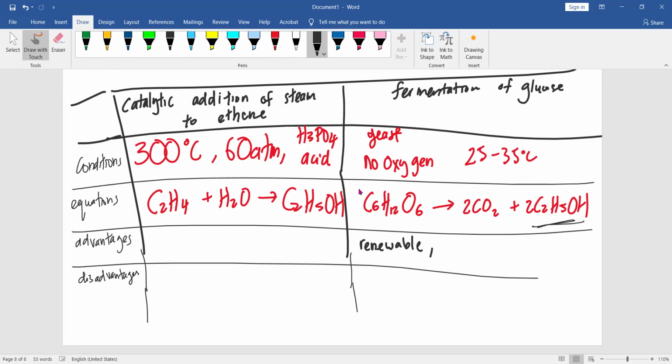And do we use high temperature or low temperature? Low temperature. So it will save more money. Then 25 to 35, room temperature. Okay, so that's an advantage. However, because it's fermentation, do you get 100% before the yeast die? No, you get about 5 to 10%. So you get a very low yield. And also, this process is very, very slow.